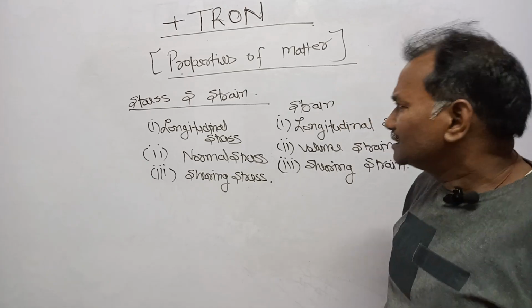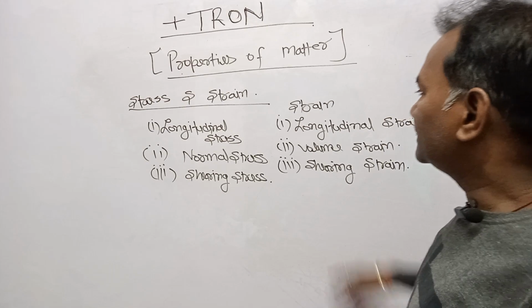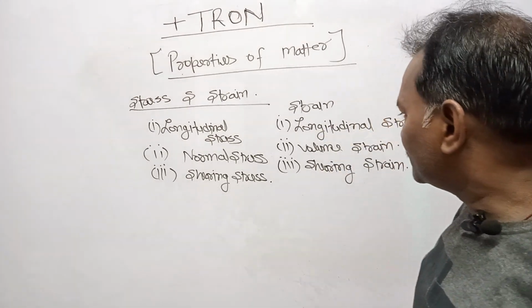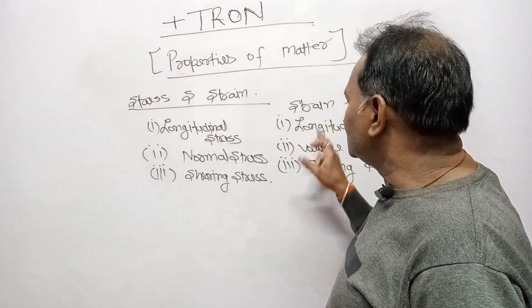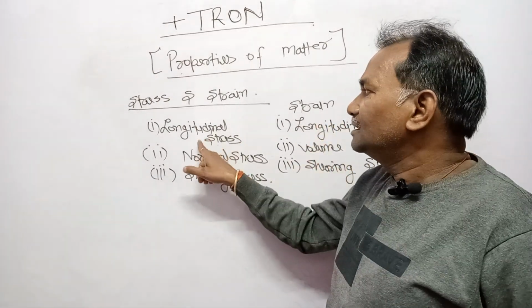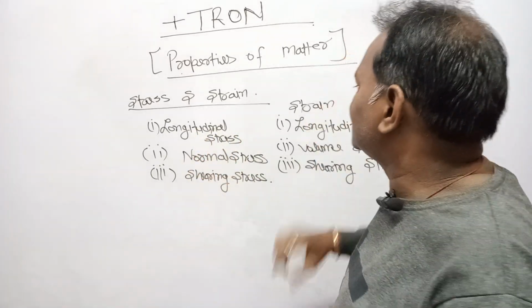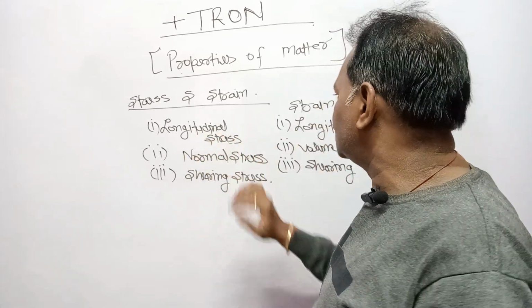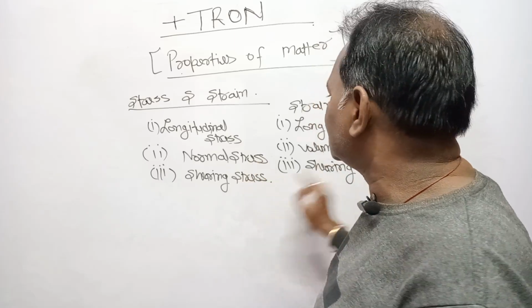Now, dear students, we are studying stress and strain. The three kinds of strain are longitudinal strain, volume strain, and shearing strain, and these strains are caused by these stresses. These stresses produce these strains. Longitudinal strain is caused by longitudinal stress, volume strain is caused by normal stress, and shearing strain is caused by shearing stress.